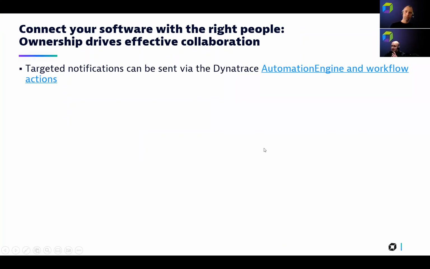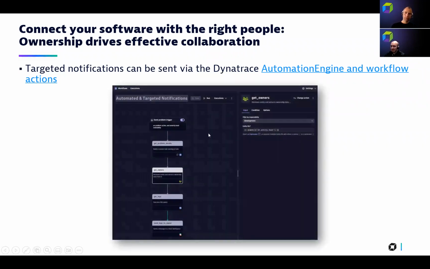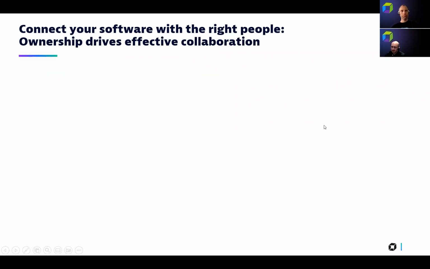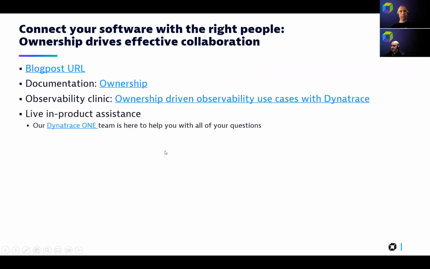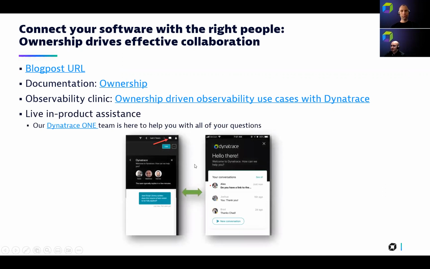There is one more thing that I forgot to mention, and I cannot show you on the demo environments. We also have the automation engine and workflow actions for you to send targeted notifications to the relevant owners of those entities. This is covered with all the details and configuration parts in the observability clinic. This is the reason that I didn't show you anything on the demo environments. And to see those details, this is the blog post URL. This is the documentation, observability clinic URL, and as always, you can ask any questions in the Live Product Assistance page.